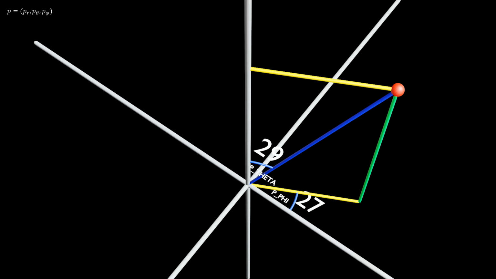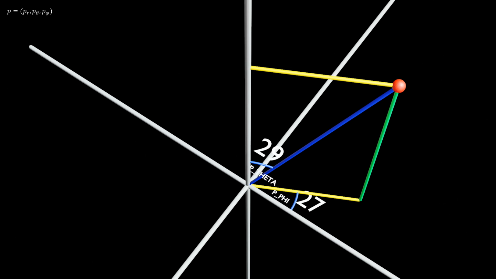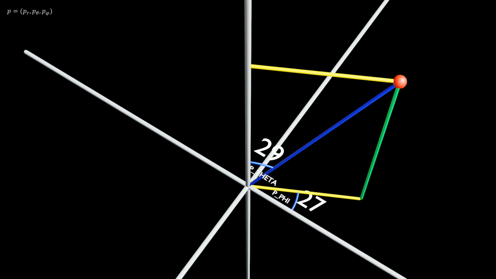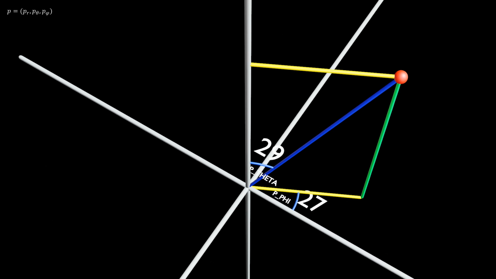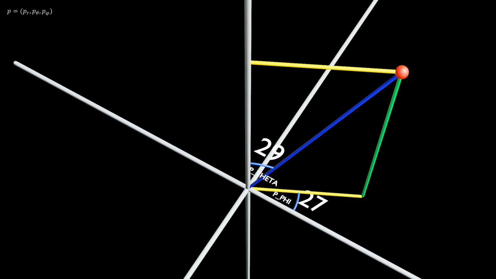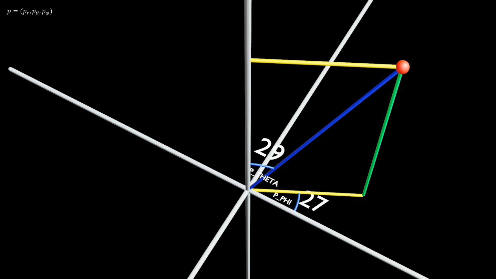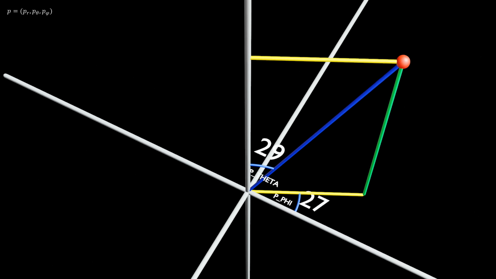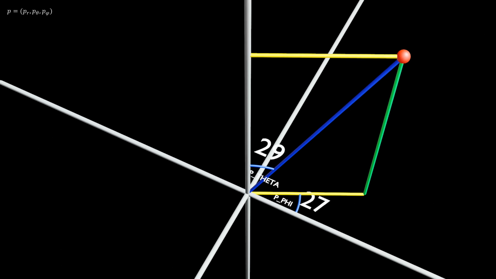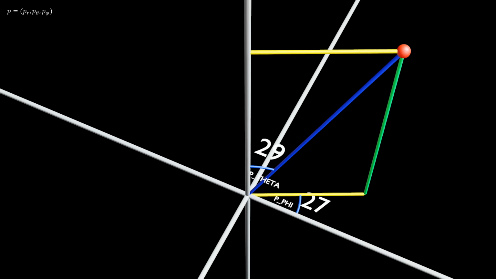We're also going to use rho from the cylindrical coordinate, which is the distance between the point and the z-axis. Rho is going to help us to simplify the system more and make the transformation easier.